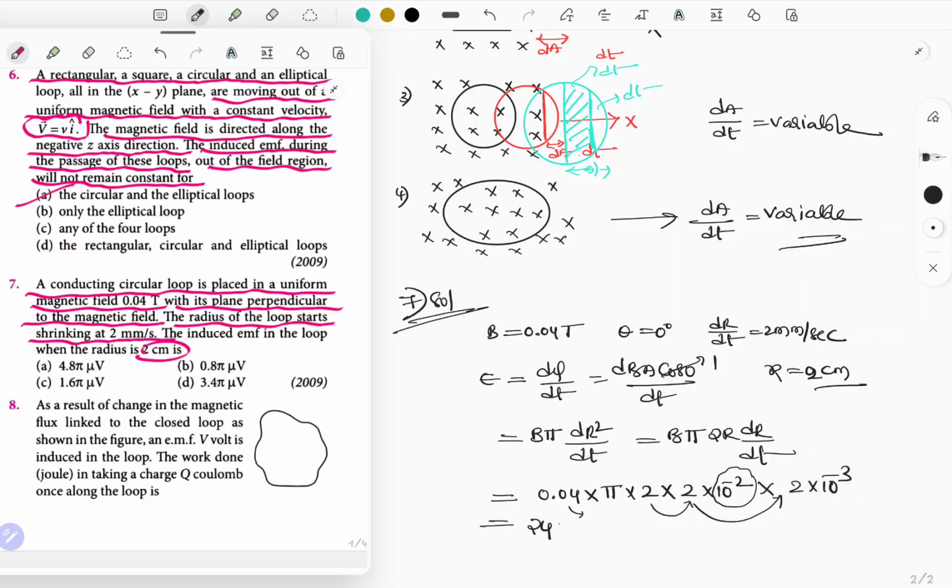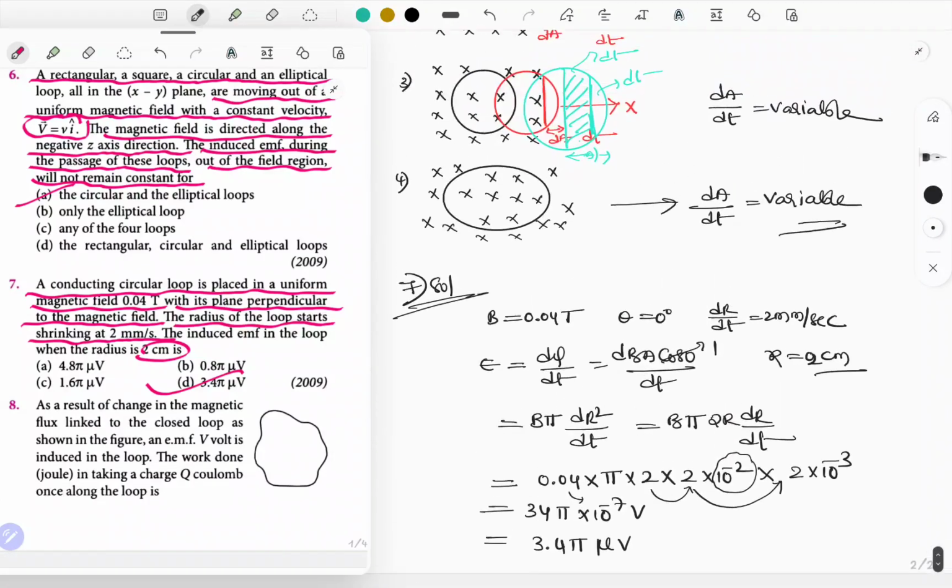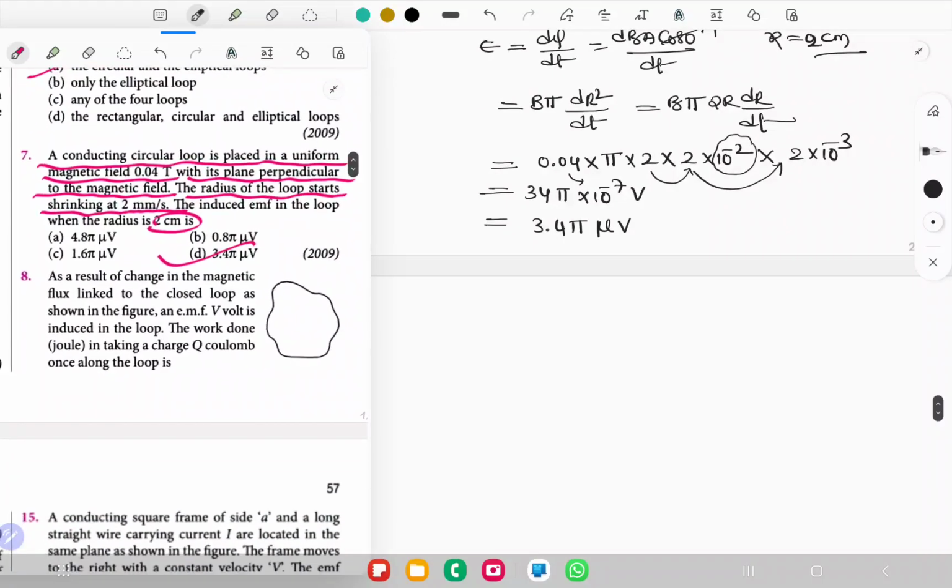So finally it is 32 pi into 10 power minus 7 volt, sorry 32, right? 8 fours are 32, in pi into 10 power minus 7, which can be replaced as 3.2 pi into 10 power minus 6, which is equal to 3.2 pi microvolt. Which option? Option D is correct. Got it? Okay, so next question.